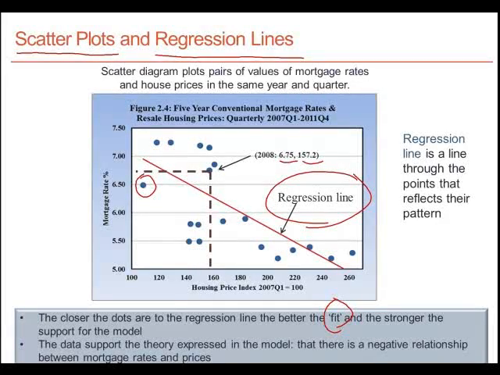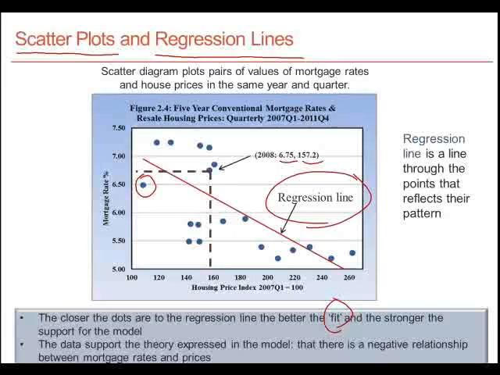In this particular example, the data do support the theory that is expressed in the model. The theory that we developed earlier in the chapter is that at lower mortgage rates, people can afford higher monthly payments, therefore they are willing to pay more for their house, and consequently that may put upward pressure on the price of housing. And so when we draw this scatter plot, we see that there is indeed a negative relationship between mortgage rates and prices.